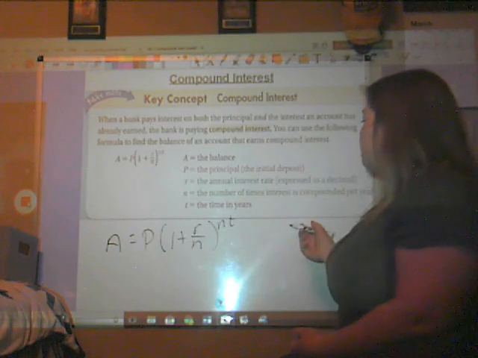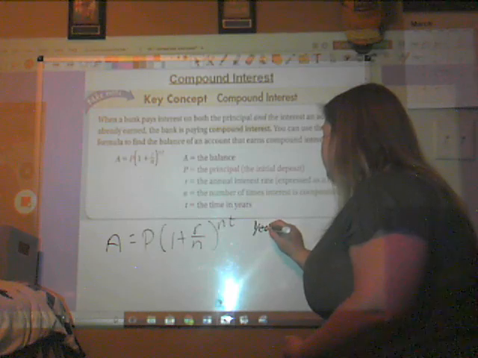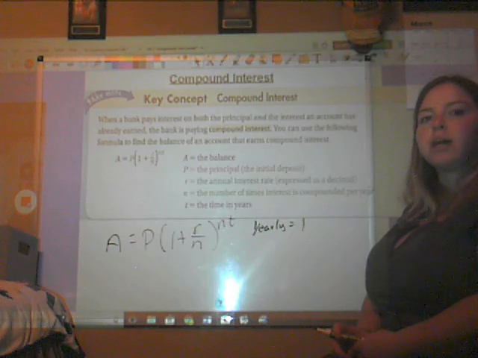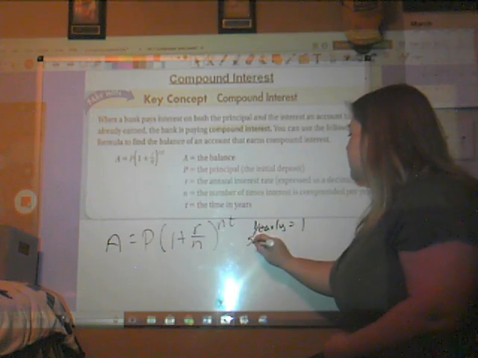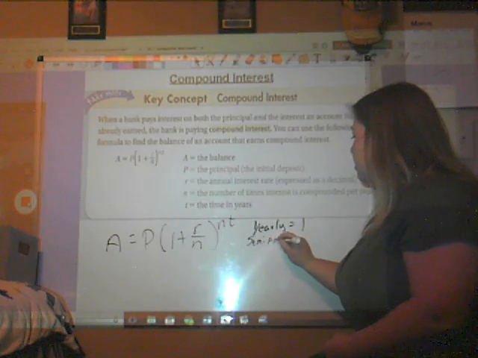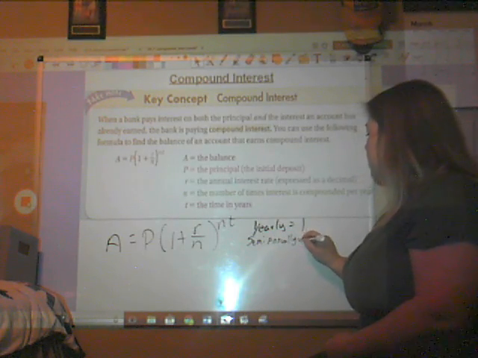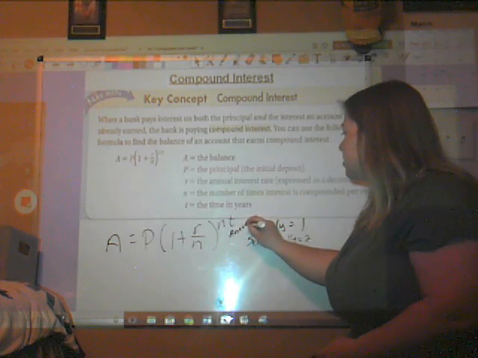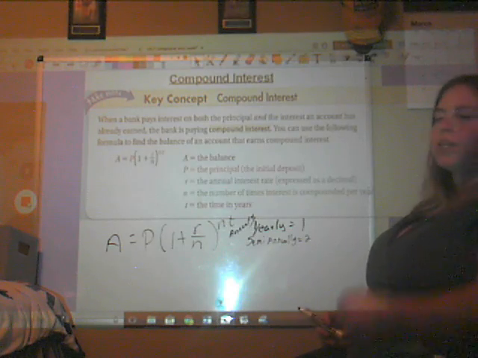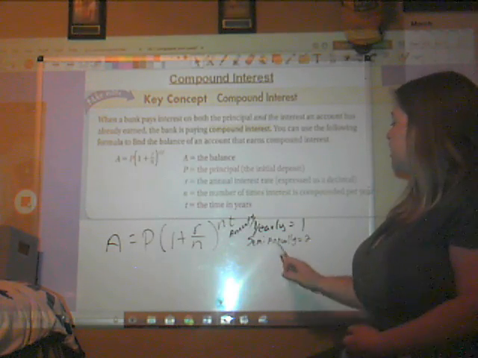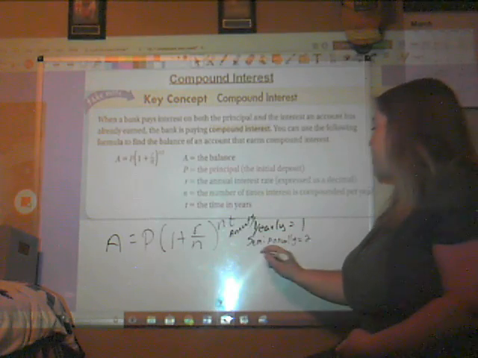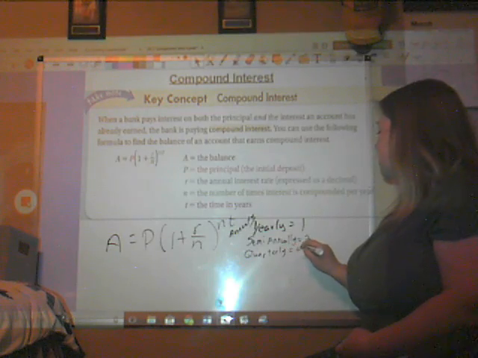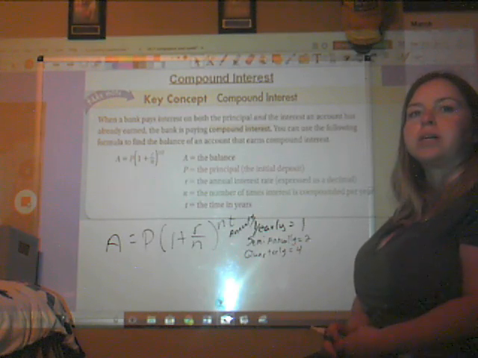So you will see compounded maybe yearly. That means 1, because compounded yearly means 1 time a year. Compounded semi-annually means 2, because annually is the same thing as yearly. So annually and yearly mean 1, and then semi-annually means 2. Then you're going to see quarterly. Quarterly means 4 times a year. It's compounded 4 times a year.